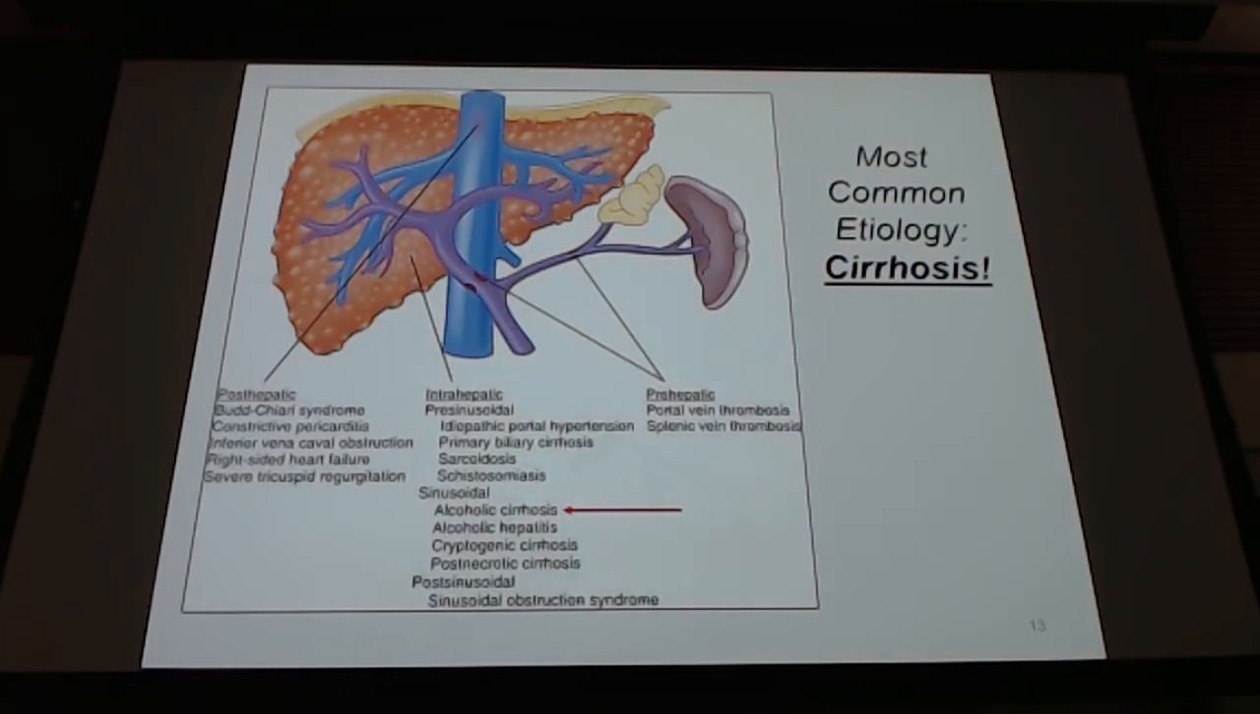Right here, just for your visual, folks, we can see that it just breaks down the prehepatic, the intrahepatic, and the posthepatic. But what that arrow there is showing is that cirrhosis is the most likely cause of this. Cirrhosis, the most likely cause of portal hypertension.